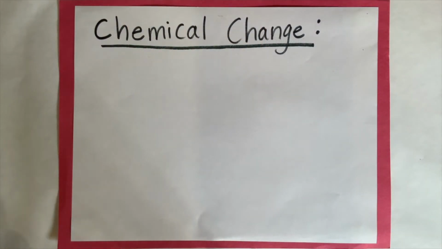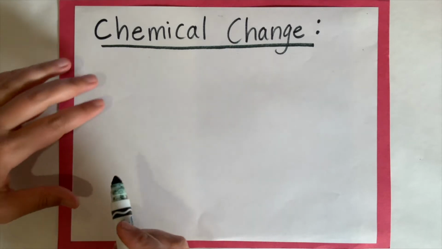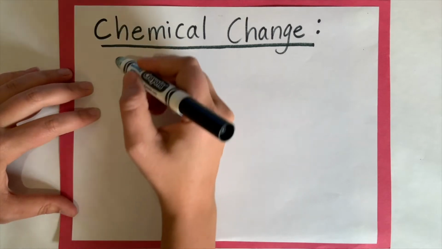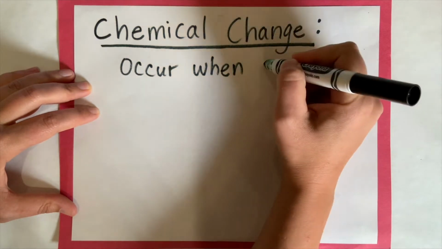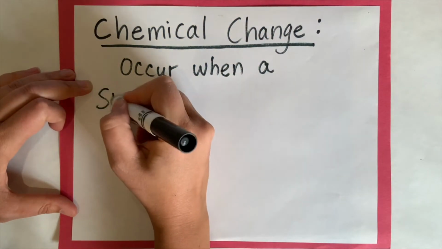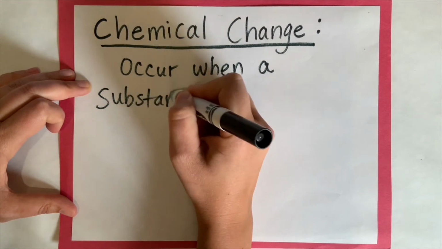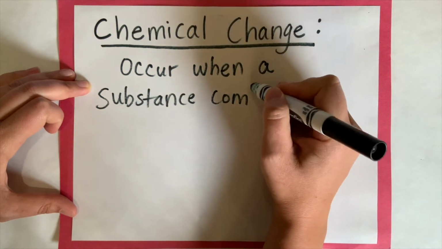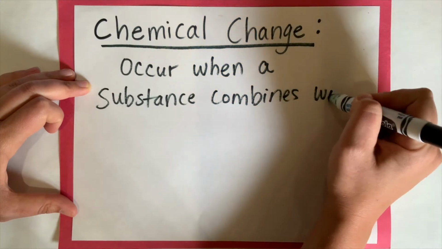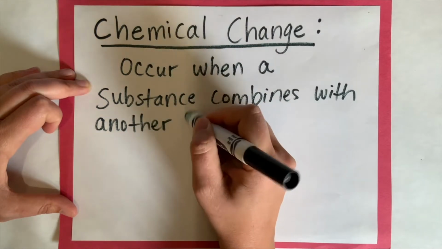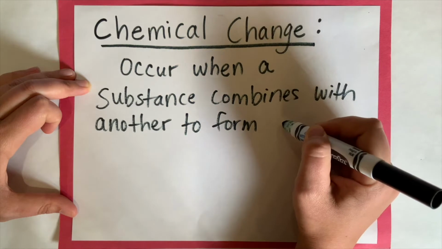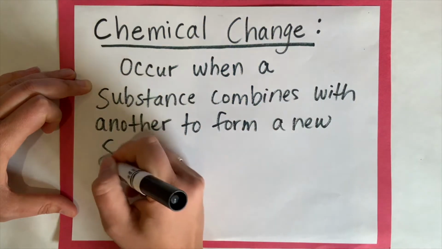We're going to write the definition on this piece of paper. If you have a piece of paper and pencil and would like to write with me, we are going to define chemical change. Chemical changes occur when a substance combines with another to form a new substance.